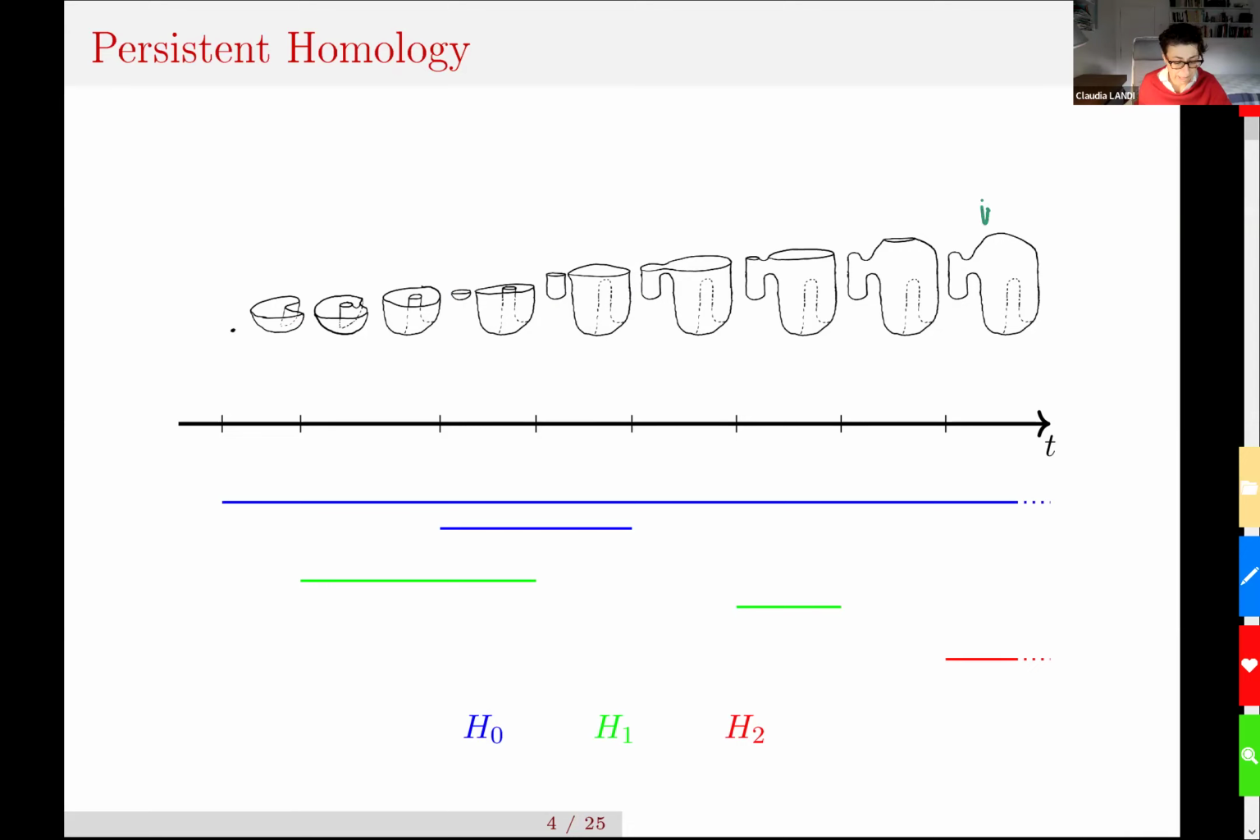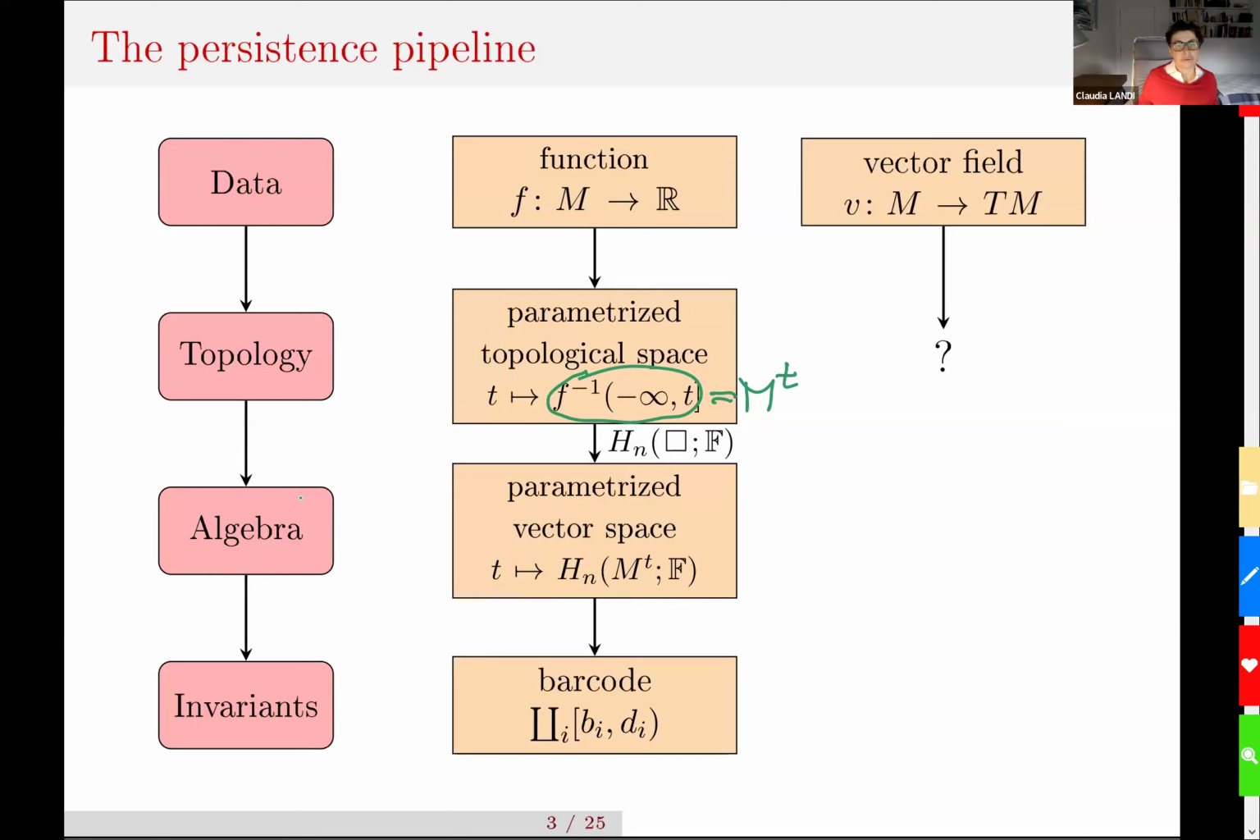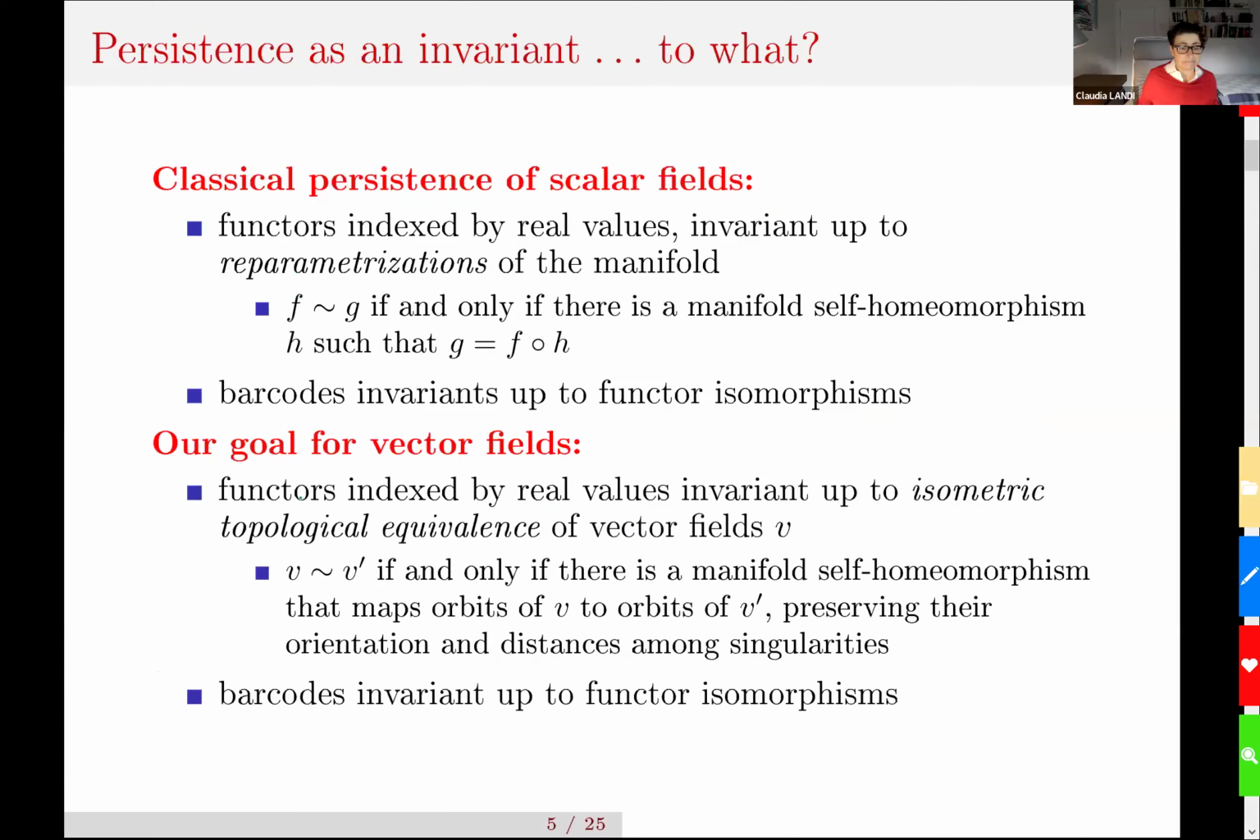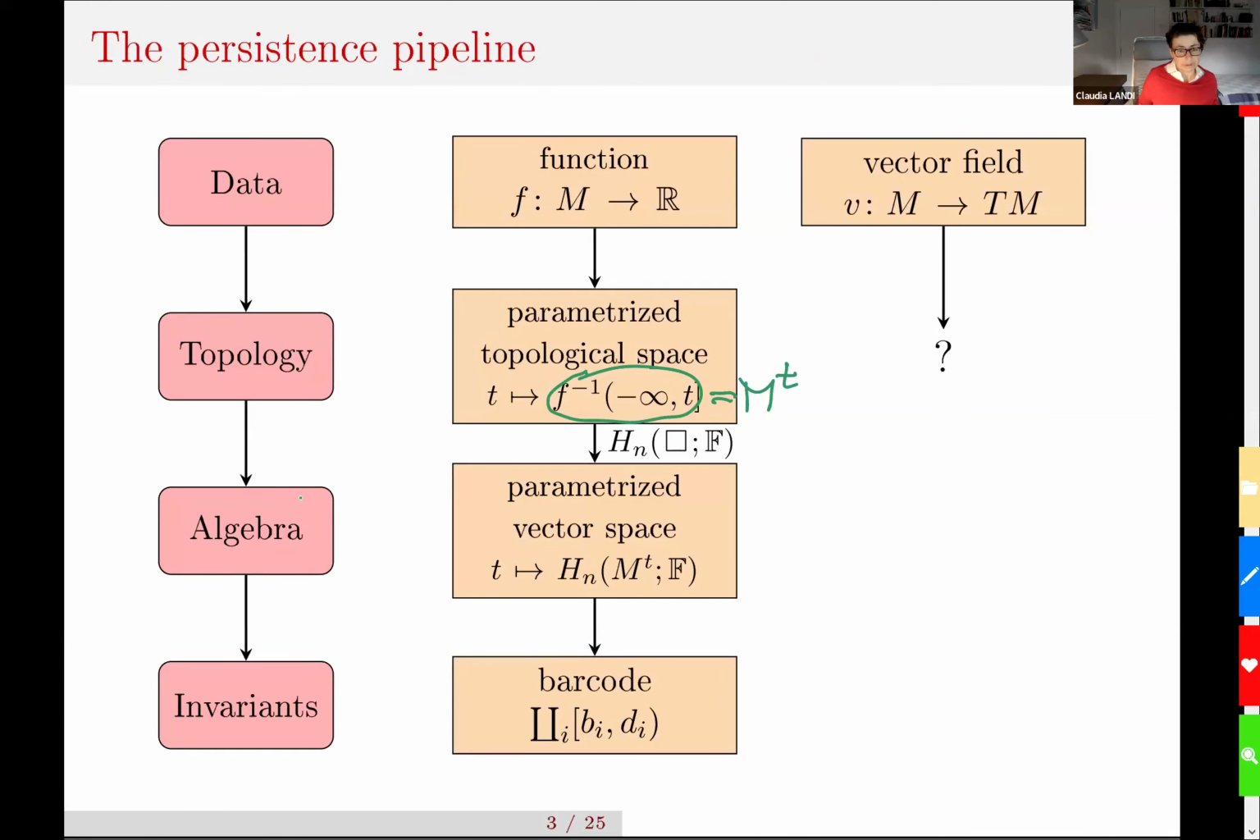This is the manifold M, this is the function f, and for each value t we have M_t, and then we can apply homology, and we have these barcodes that are intervals. But it is not easy to understand how to do something similar for a vector field. But this is our goal, to obtain a barcode for a vector field.